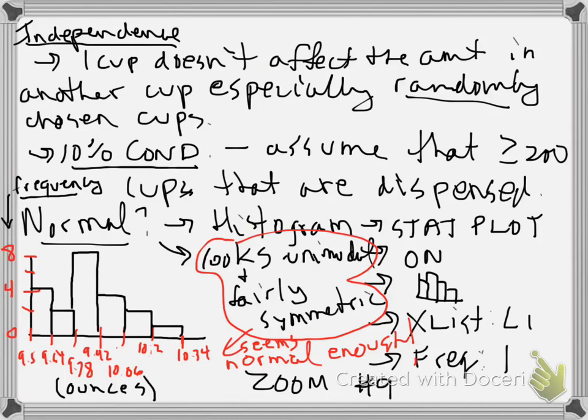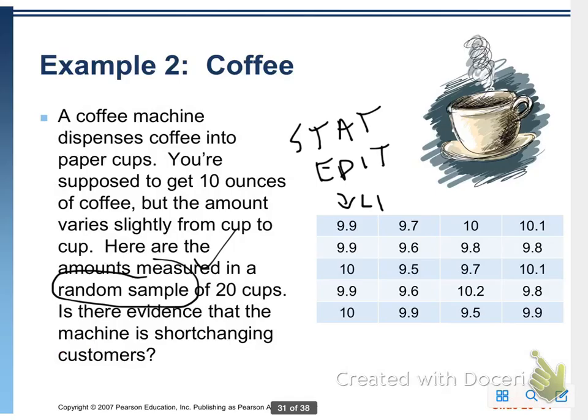You don't want to waste too much time, but you want to address that you made a histogram that looks symmetric and normal, so it seems normal enough. So we're going to do... They asked us to test it. So if you go back here, they said, is there evidence that the machine is shortchanging customers? They're asking for some kind of test. Test it, is what they're saying here.